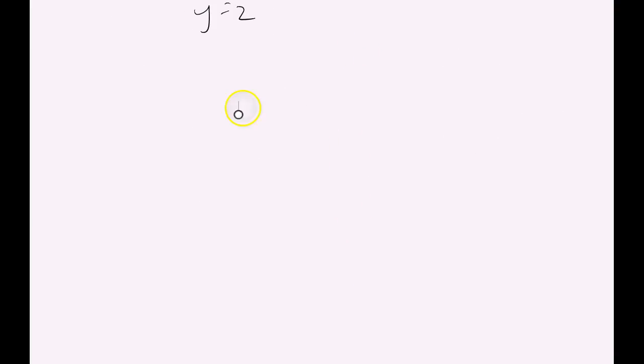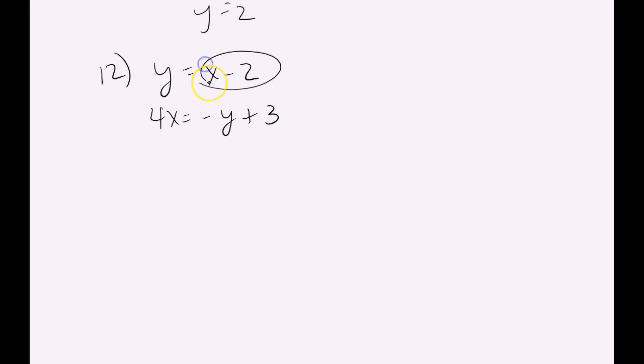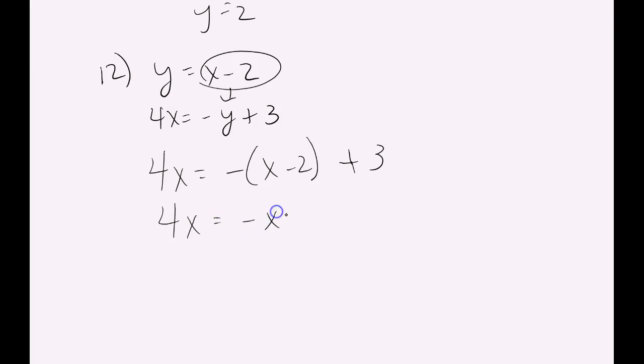And then number 12, also a good candidate for substitution because right off the bat it's y equals x minus 2. And then we've got 4x equals negative y plus 3. So I'm going to take all of this that says it's equal to y and plug it into y. So 4x is negative all of that plus 3. And now we just solve it out, right? Distribute, distribute. Hopefully you distributed to the negative 2 as well.